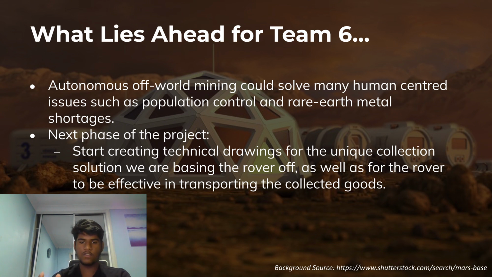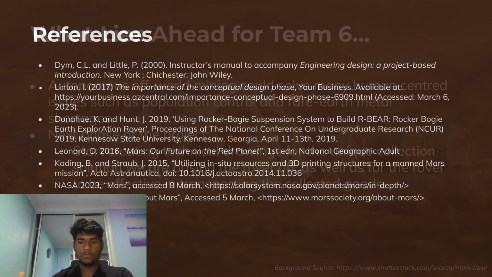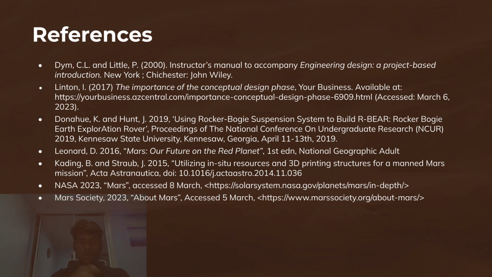Since this is just an early prototype, even when finished, our main focus is on producing the most effective collection and transport solution. However, in the grand scheme of things, these are meant to be present to allow for the construction of the base even before the first humans arrive on the Red Planet. As a result, we will attempt to make the rover operate fully autonomously to achieve this goal.